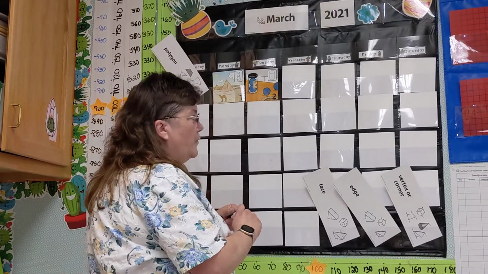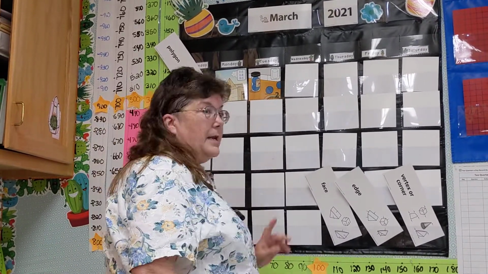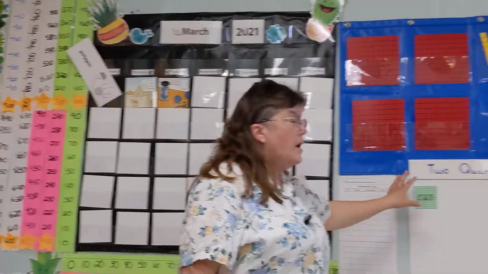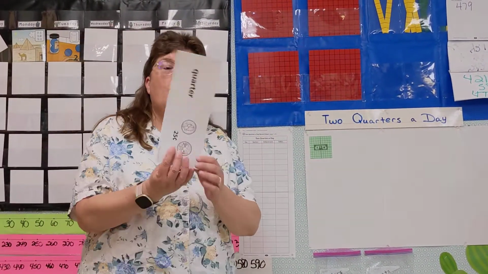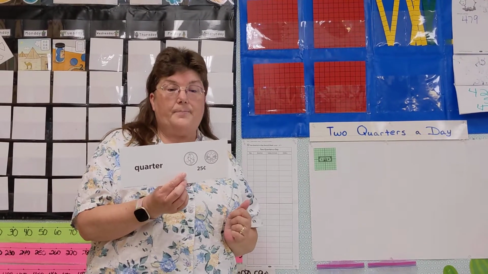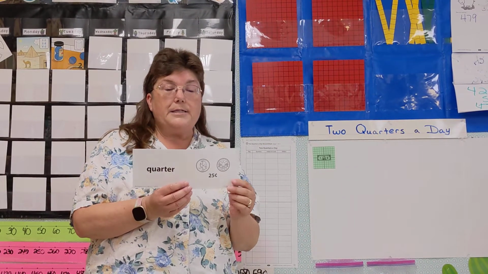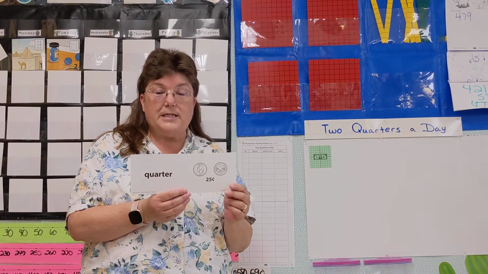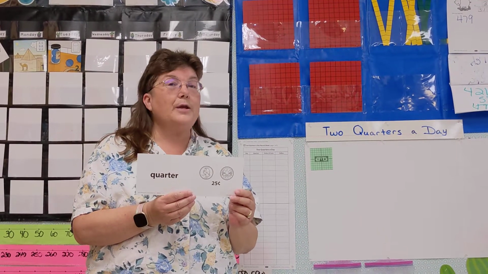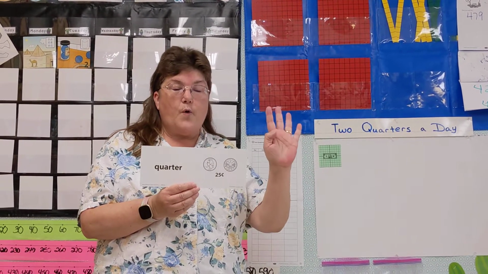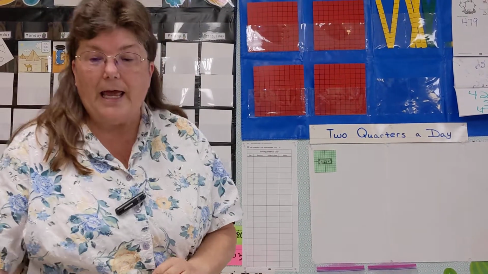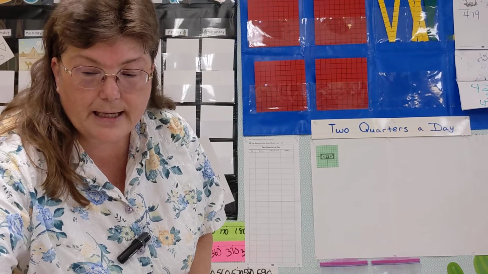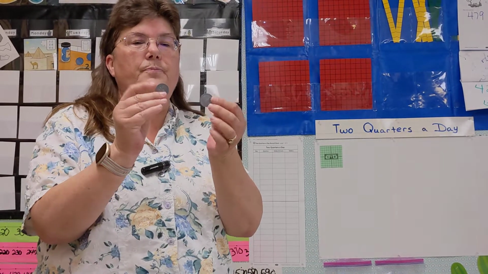So that's all we have to do for our calendar today. Now we're going to talk about our class collection. We are going to be collecting 2 quarters every day. So a quarter is a U.S. coin worth 25 cents or 1/4 of $1. 4 quarters equal $1. So every day we are going to be collecting 2 quarters.